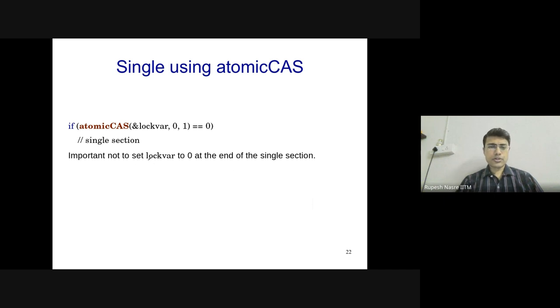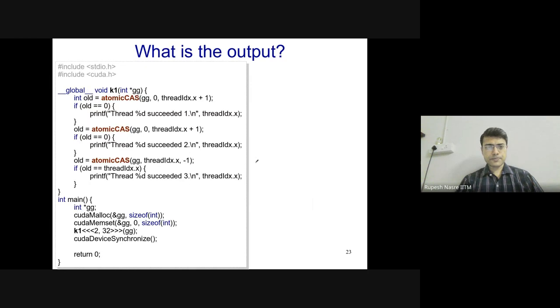Just that we have to ensure that there is no unlock there, that is, lockvar should not be set to zero, because we want only one thread to enter it, and that can happen at any point in time, and later none of the other threads should go ahead. By the way, this atomicCAS works on both global memory as well as shared memory.